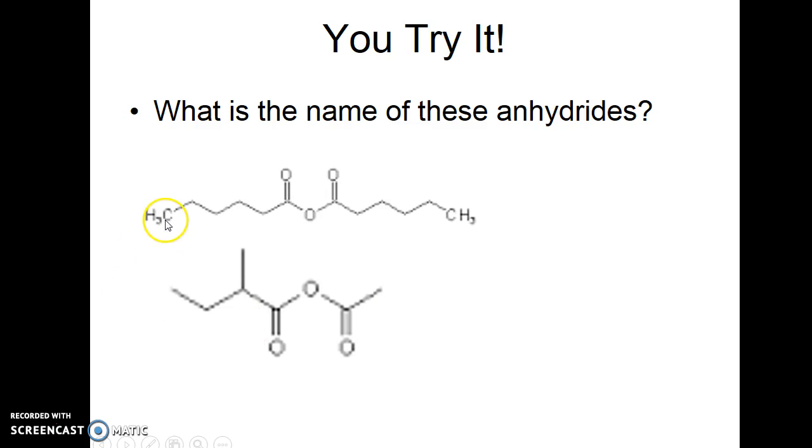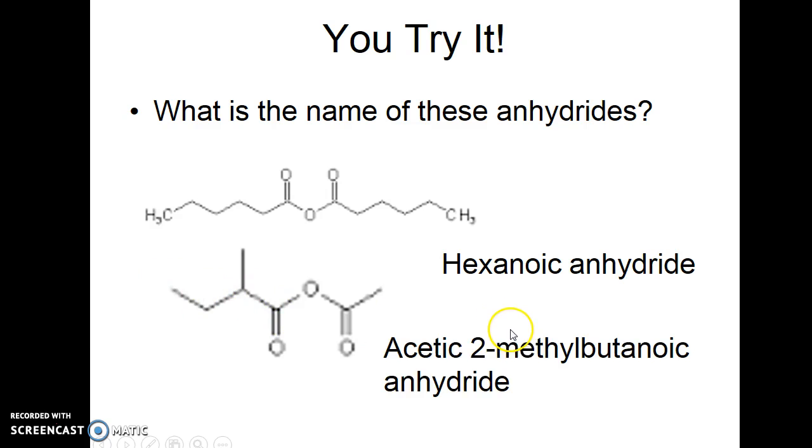So for this first one, this is symmetrical, 1, 2, 3, 4, 5, 6. So it's going to be hexanoic anhydride. Here is asymmetrical. This is acetic acid, and this is 2-methyl-butanoic acid. So we're going to say acetic 2-methyl-butanoic anhydride.